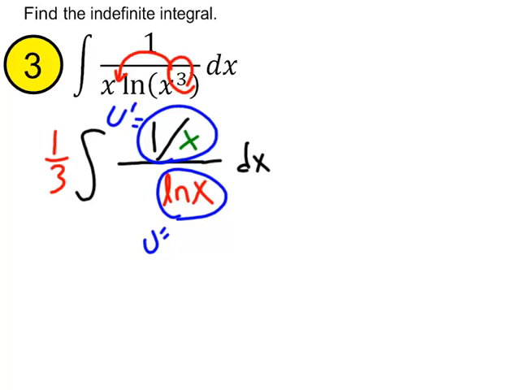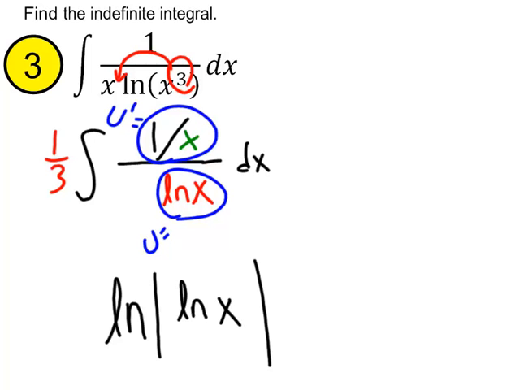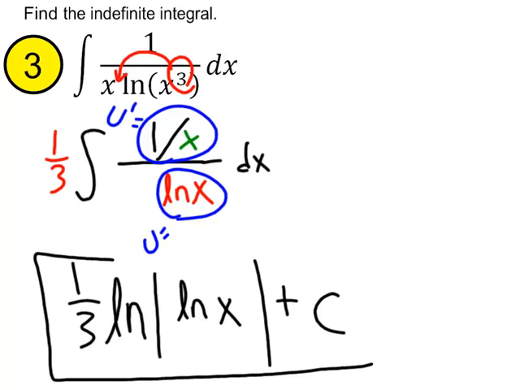So let's anti-derive this, and the antiderivative of u prime over u is going to be ln absolute value of u. And in this case, the u itself is another ln function. We've got an ln plugged inside another ln. Let's not forget the 1/3 out front. And since we've just anti-derived, let's remember the plus c, and we can put a box around it. And there you have it.